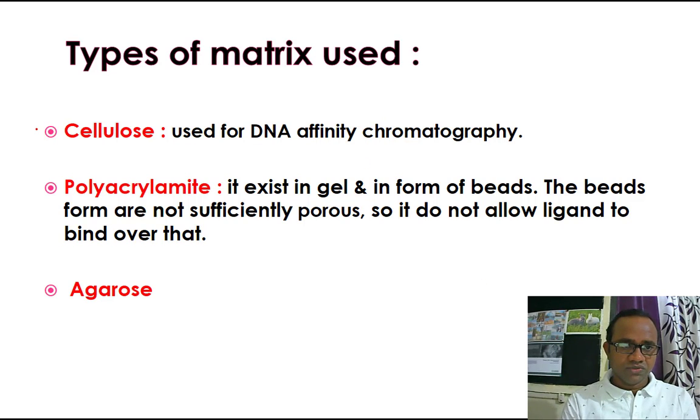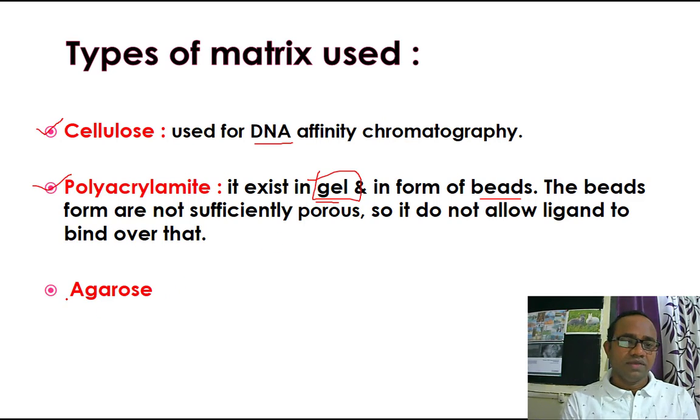See, cellulose we can use. Okay, cellulose is used mostly for the DNA isolation. Polysaccharides, mostly polyacrylamide, is used again. It exists both in the gel and the beads form. The beads form is not sufficiently porous, which means we cannot utilize that. So mostly the gel form of the polyacrylamide we use for the stationary phase.